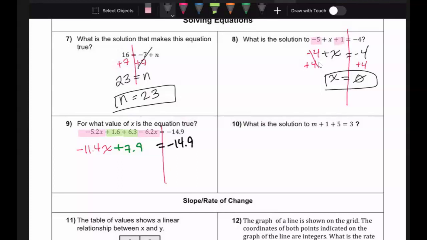So your first step was just to combine like terms. Once you've combined like terms, now we can solve like normal. You want to get the negative 11.4x by itself, so we have to get rid of this plus 7.9. So we're going to subtract 7.9 from both sides. I should have written smaller. Whoops.